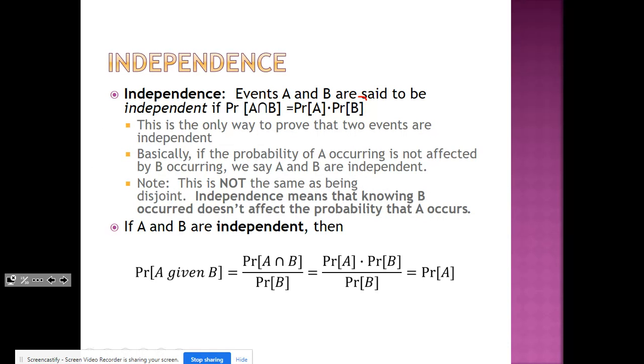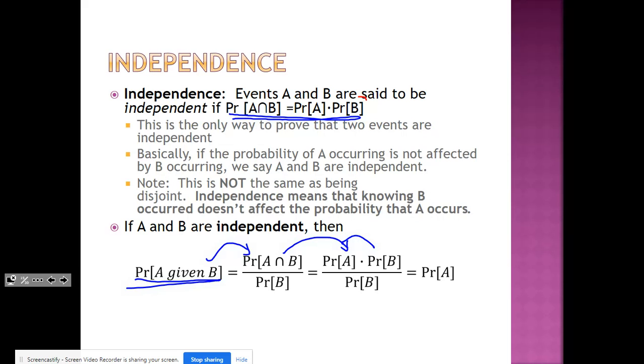Okay, so if A and B are independent, something comes from that. We could use our formula for A given B. All right, so A given B is this formula here, right? A intersect B over B. If we're told two events are independent, that means this right up here: A intersect B is just A times B.